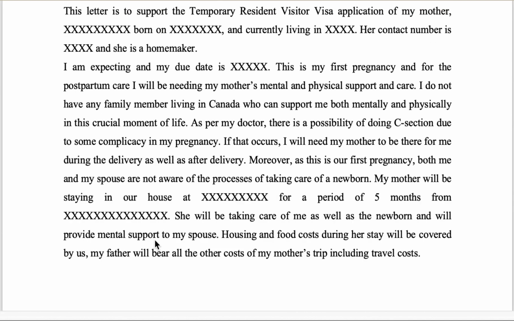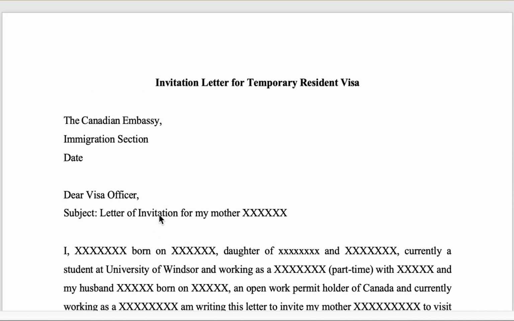So this is the sample invitation letter that I wanted to share with you. If you want to apply for your mother or father or any other person, then you have to give an invitation letter for them. This is the invitation letter that I wrote for my mother when I was inviting her at the time of my pregnancy. So you can use the same letter if you are on the same stage like me.